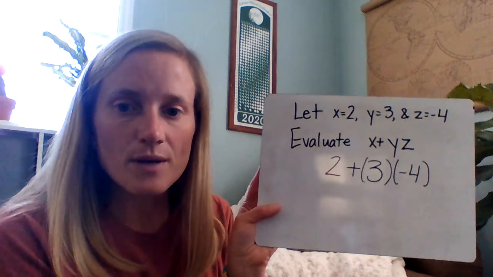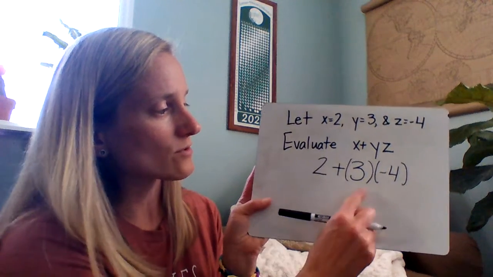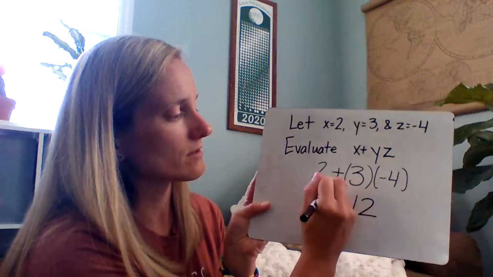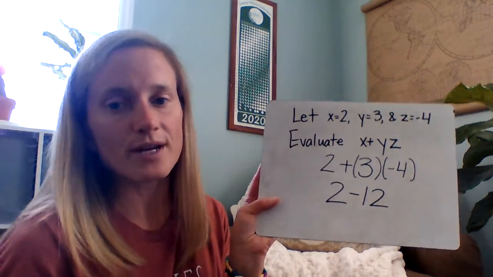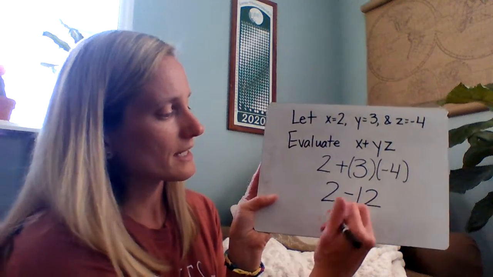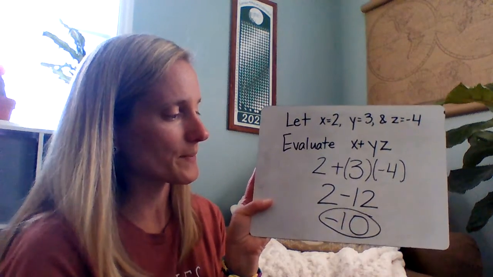Right, so the order of operations tells me that I'm going to multiply before I can add. So 3 times negative 4 is negative 12. And 2 minus 12, or I could think of it as 2 plus negative 12, they're equivalent, is negative 10. So that would be my answer here.